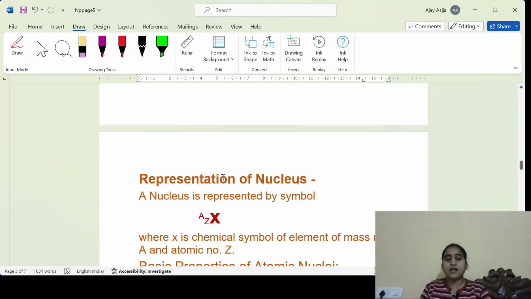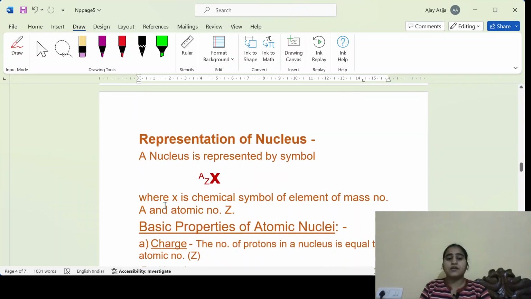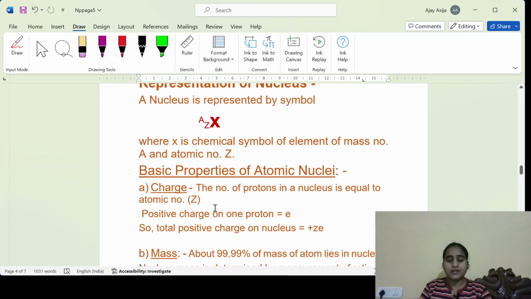Representation of nucleus. How is a nucleus represented? A nucleus is represented by the symbol X, with its mass number as a superscript and atomic number as a subscript. A is its mass number and Z is its atomic number, and X is the chemical symbol of the element which has mass number A and atomic number Z.